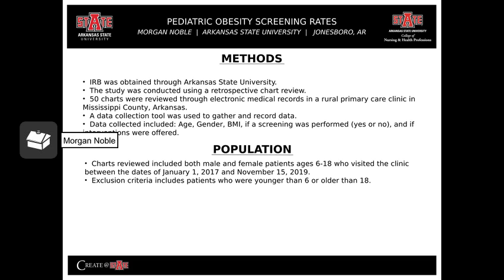Now we're going to talk about the methods I used to obtain this research. First, IRB was obtained through Arkansas State University. The study was conducted using a retrospective chart review, and then 50 charts were reviewed through an EMR in a rural primary care clinic in Mississippi County, Arkansas. A data collection tool was used to gather and record data, and the data collected included age, gender, BMI, whether or not a screening was performed, and if interventions were offered.